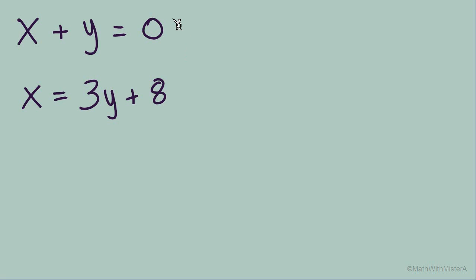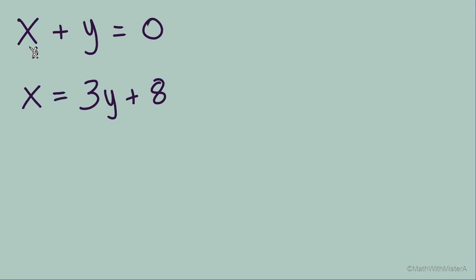x plus y equals 0 and x equals 3y plus 8. Now this top equation, it might seem odd that we have it equaling 0, but the best way to handle equations that equal 0 is really just to treat 0 like it's any other number. Do exactly the same steps you would do if this 0 was, say, a 10 or a 2 or any other number. So we're not doing anything special because this equation equals 0.